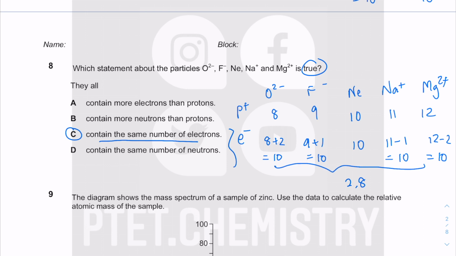You can check the rest, but contain more electrons than protons is actually not correct. Some negative ions have more electrons than protons, but here you have more protons than electrons. That's why you are positively charged.